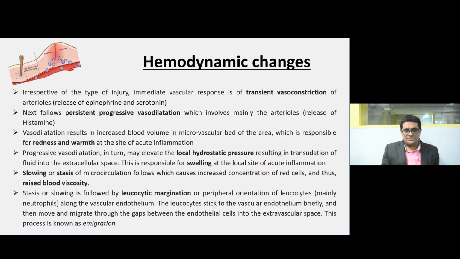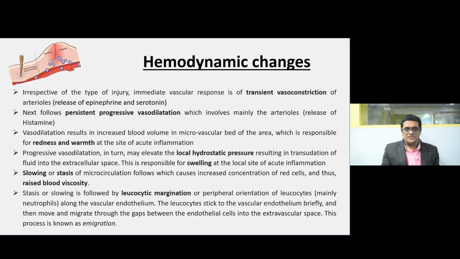Progressive vasodilation in turn may cause the blood pressure to fall. This is responsible for the swelling at the local site of acute inflammation due to transudation of fluid into the extracellular fluid. Slowing or stasis takes place. When vasodilation takes place, the blood flow is decreased, which increases the concentration of red blood cells and thus raises the blood viscosity.